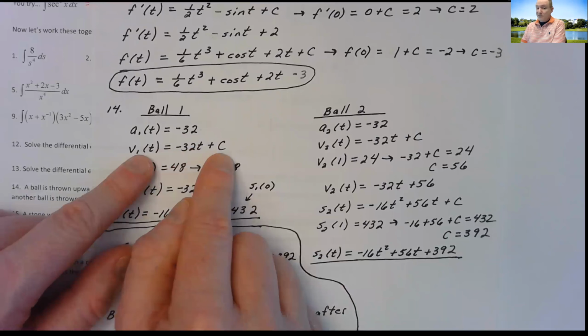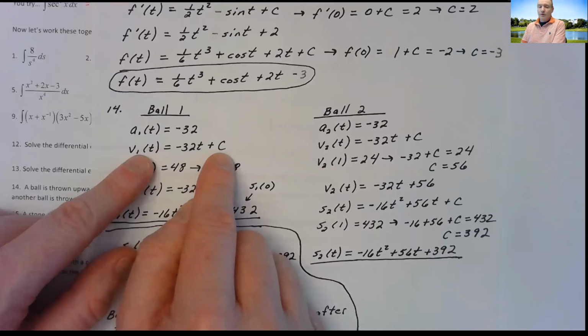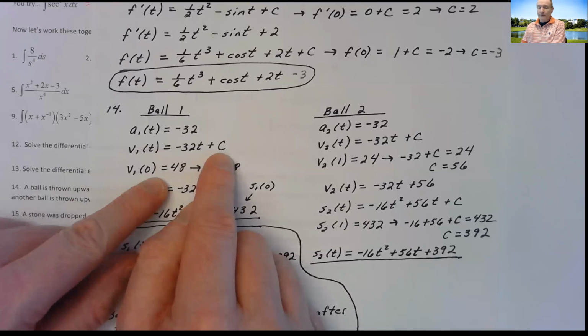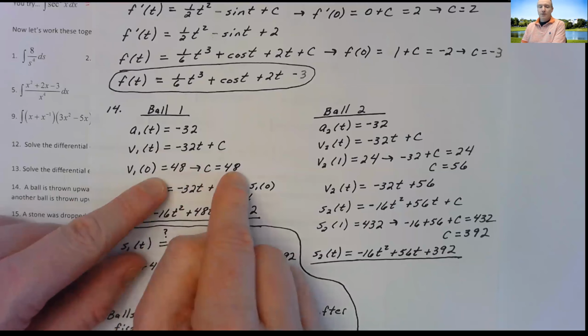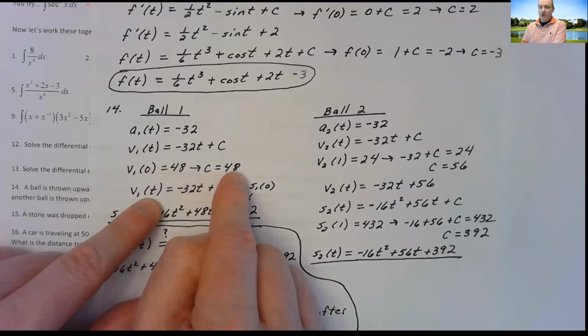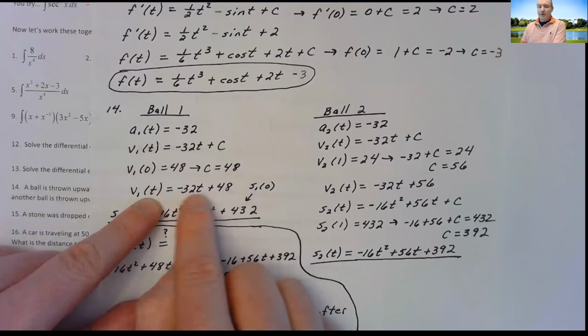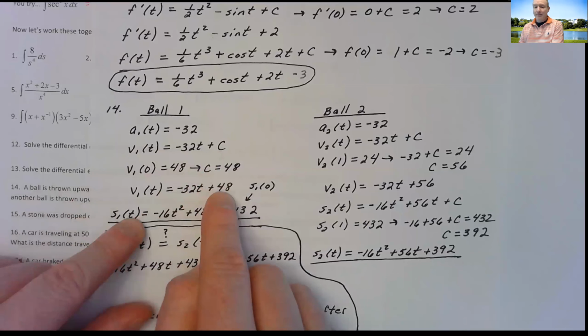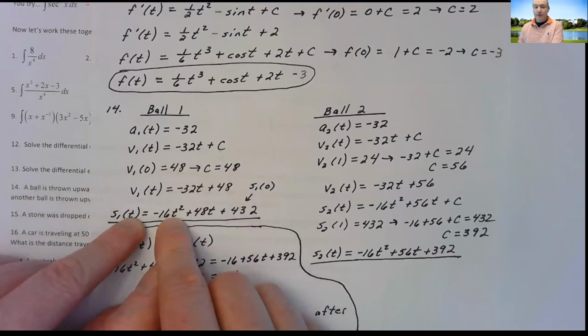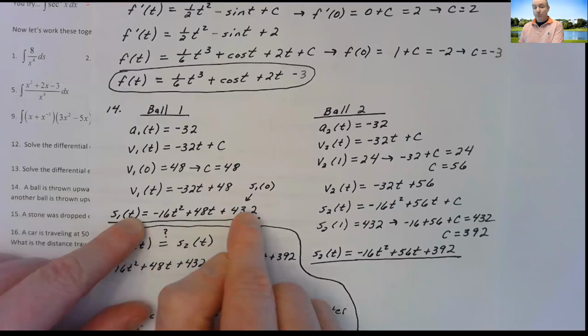Now that constant of integration is the same thing as the original velocity. So you know that the velocity at 0 is 48. That allows you to see that the constant of integration is just 48 here. So my velocity function for this first ball is -32t plus 48. Now, when I integrate again to get back to the position function, once again we're integrating with respect to time. So -32t to the first becomes -16t squared, 48 becomes 48t, and then plus c, where c is your original position.